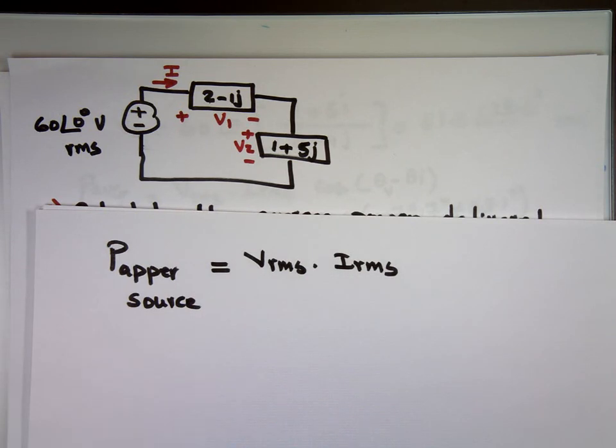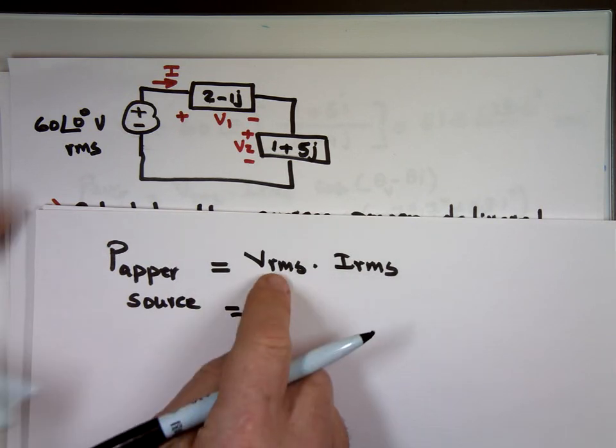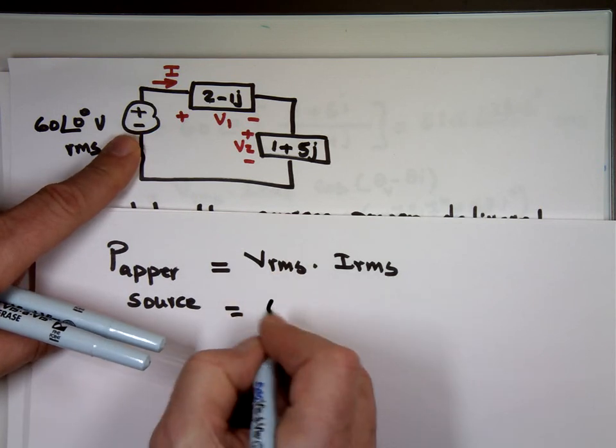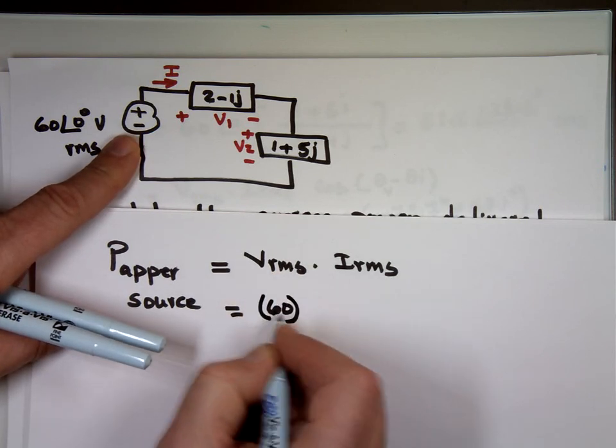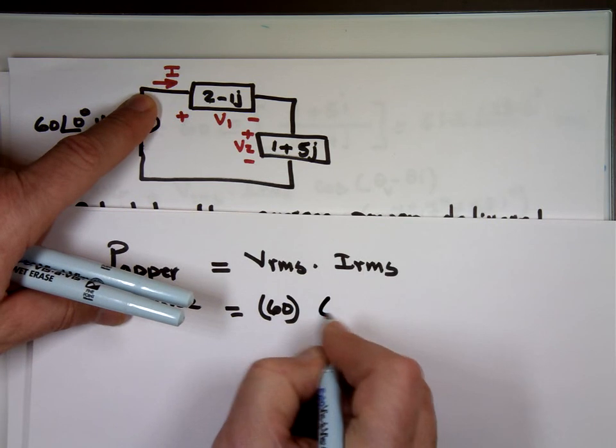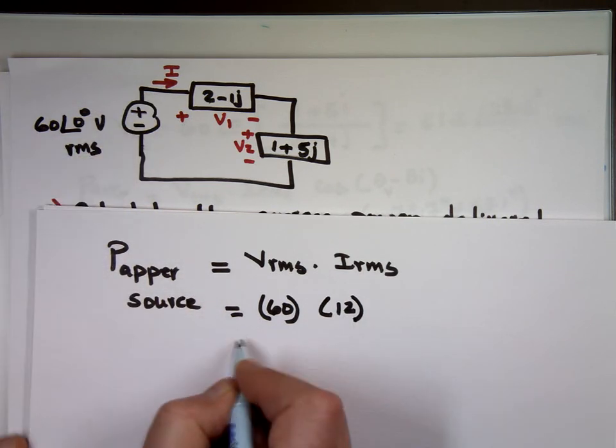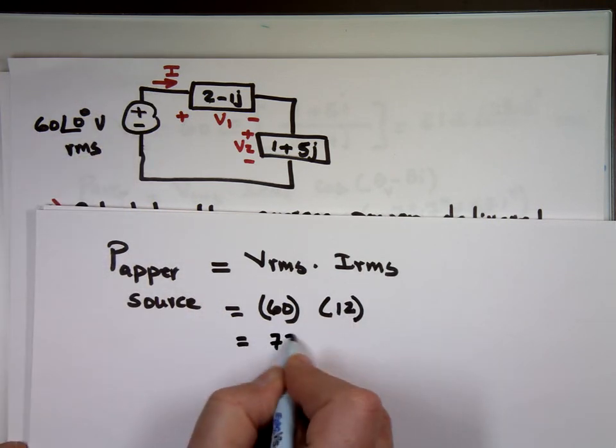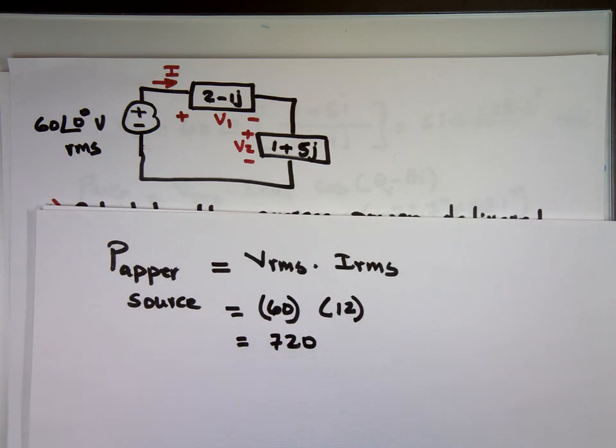So for this example, the voltage for the source is what? 60. And the current by the source? 12. That's the same current. So what do we have? 720. And what are the units for apparent power? VA.